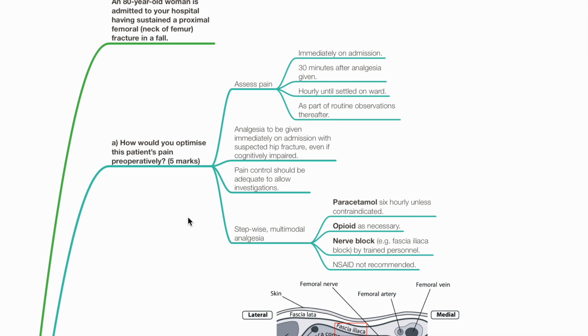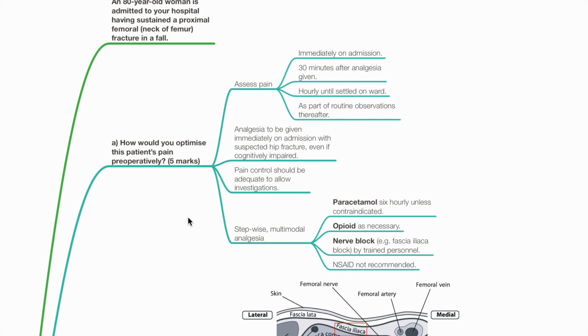First, assess pain immediately on admission, 30 minutes after analgesia given, hourly until settled on ward, and as part of routine observations thereafter. Analgesia to be given immediately on admission with suspected hip fracture, even if cognitively impaired. Pain control should be adequate to allow for investigations.